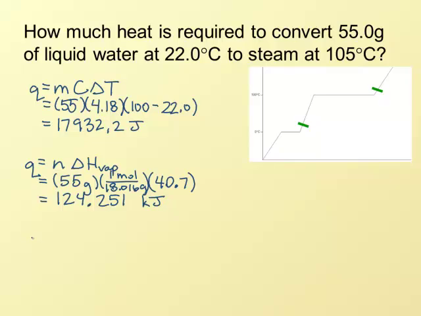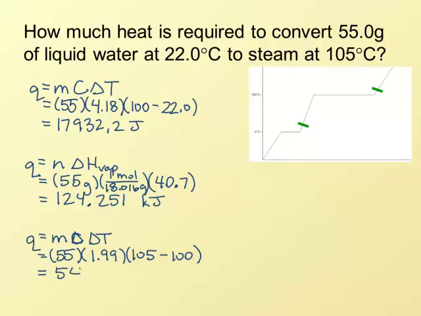We are asked to heat the steam to 105 degrees Celsius. So using Q equals, just kidding, MC delta T, we put in 55 grams. This time we need the specific heat of steam, which was given as 1.99. And we are heating from 100 to 105 degrees. So 105 minus 100. That gives us a heat change of 547.25 joules.